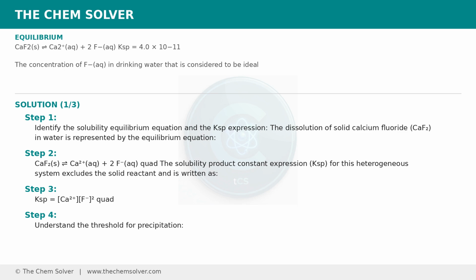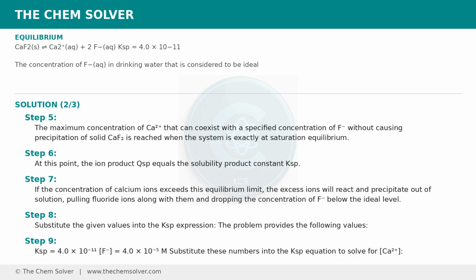Understand the threshold for precipitation. The maximum concentration of Ca²⁺ that can coexist with a specified concentration of F⁻ without causing precipitation of solid CaF2 is reached when the system is exactly at saturation equilibrium. At this point, the ion product Qsp equals the solubility product constant Ksp. If the concentration of calcium ions exceeds this equilibrium limit, the excess ions will react and precipitate out of solution, pulling fluoride ions along with them and dropping the concentration of F⁻ below the ideal level.